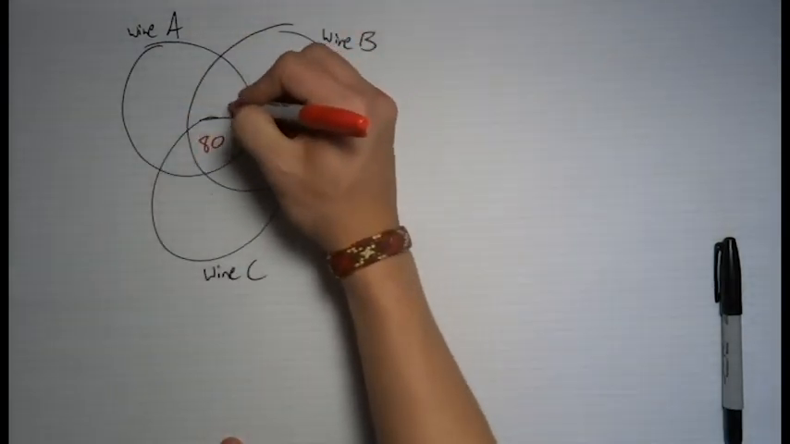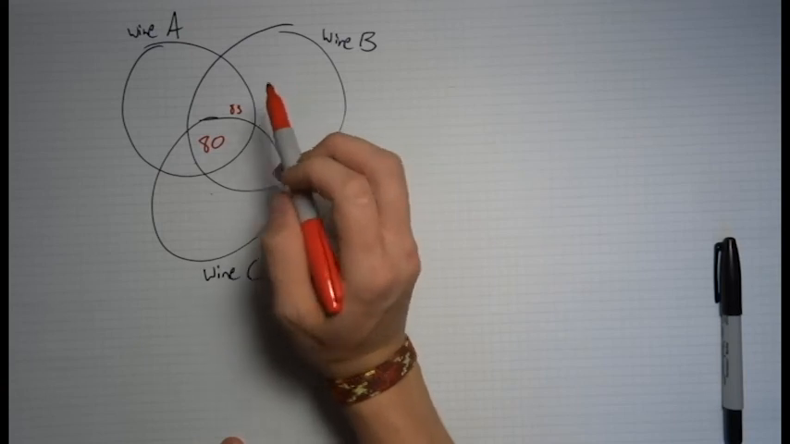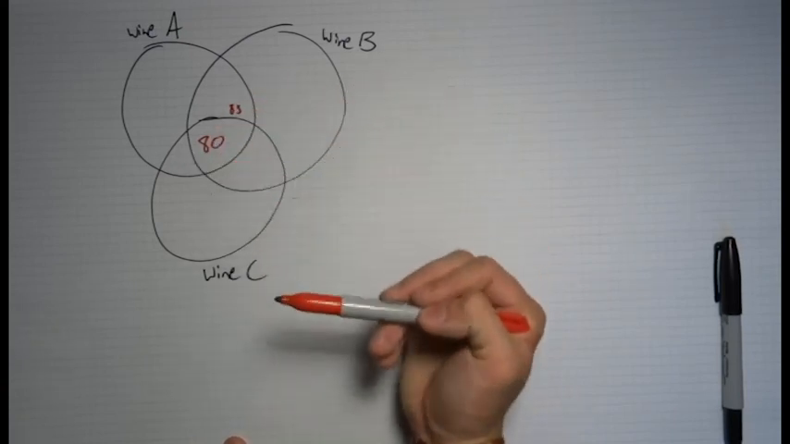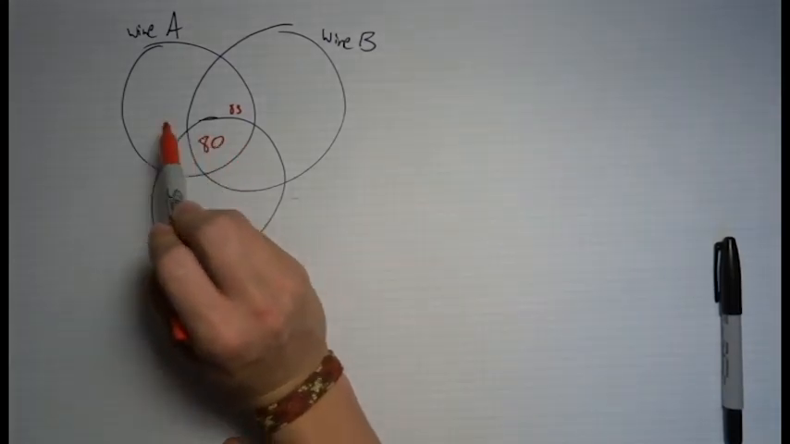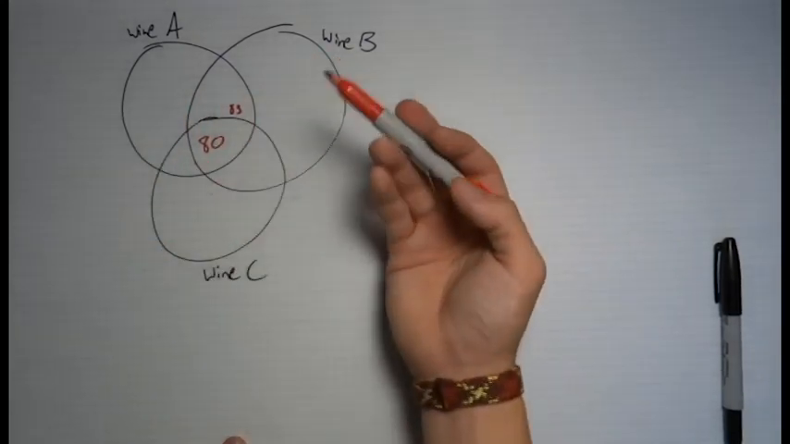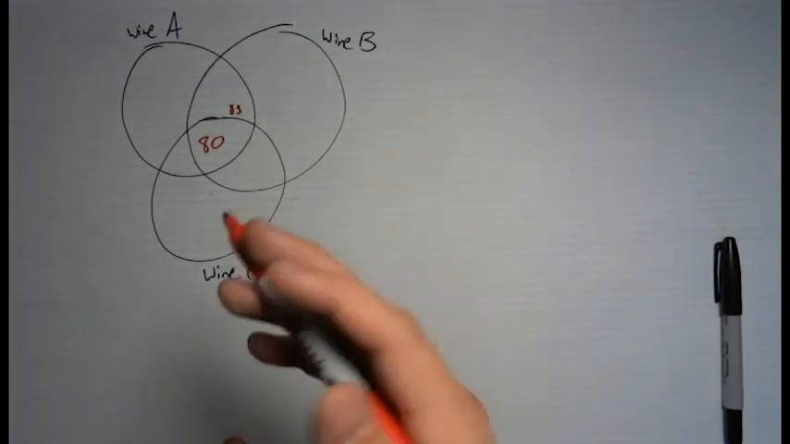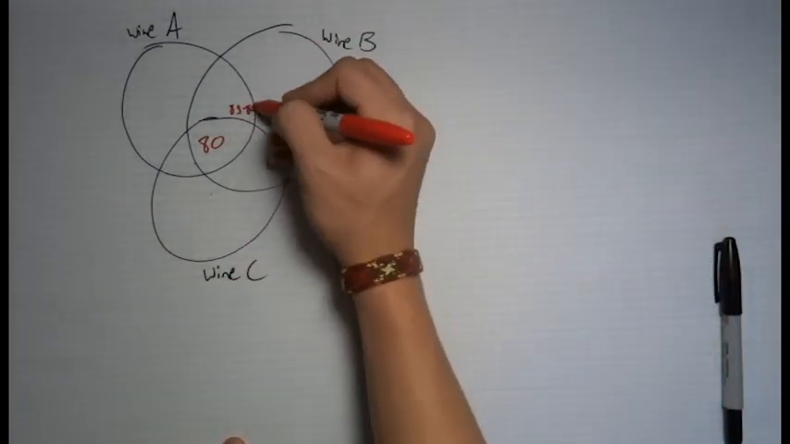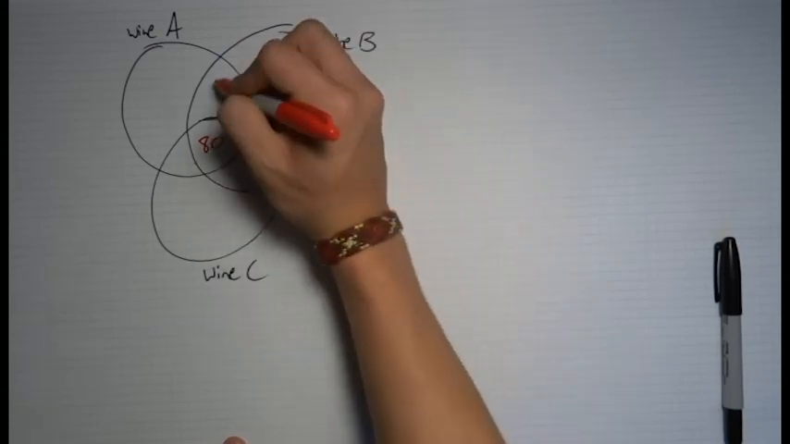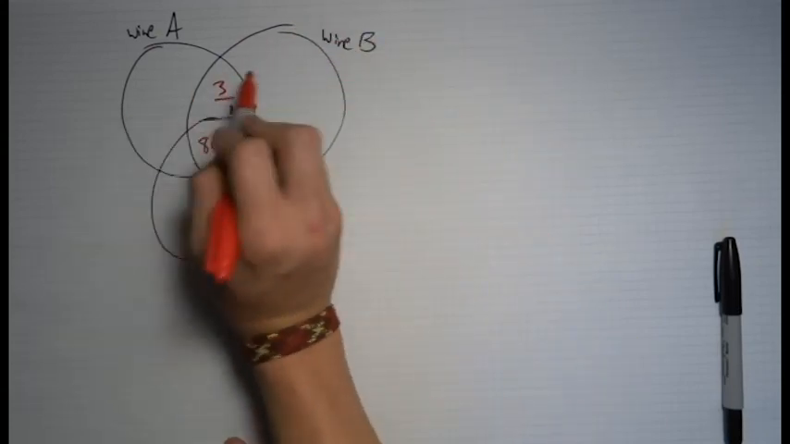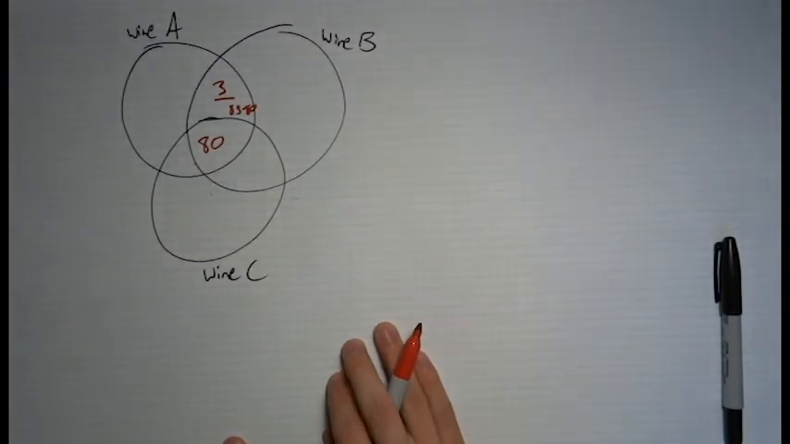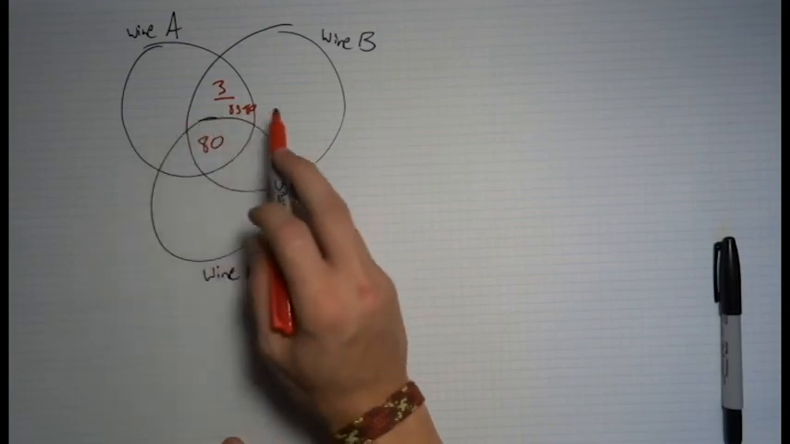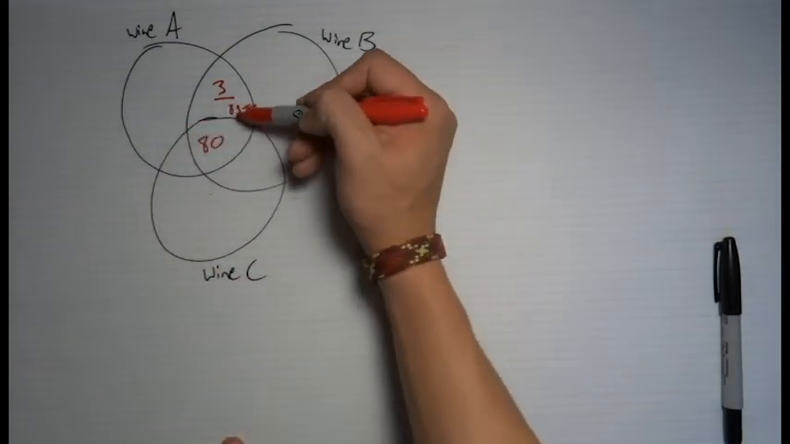Well, you would think that you'd put 83 people right here, but this 83 people already includes these 80 people right here because these 80 people liked wine A and B. They just also happen to like wine C. So in order to not count them twice, we need to subtract the 80 people that we already counted right here to give us the 3 people that only like wine A and B. So again, these 3 people only like wine A and B. These 80 people like wine A, B, and C, which gives us our 83 total people that like both wine A and B.